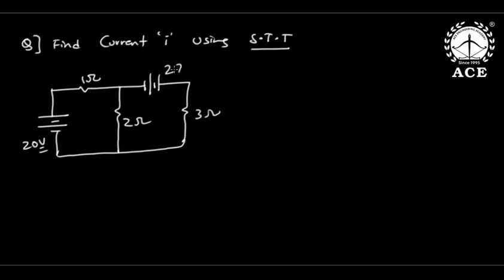But here we are learning powerful theorems which will save a lot of time. My question is: determine current I by using source transformation technique. Everybody see the question. Notes we are sharing, but only take rough papers, pen, pencil, and do only practicing problems.